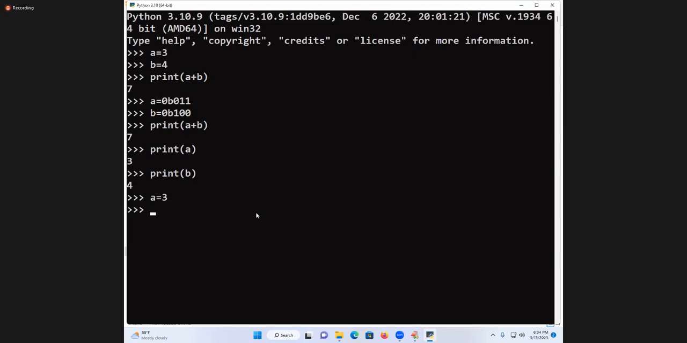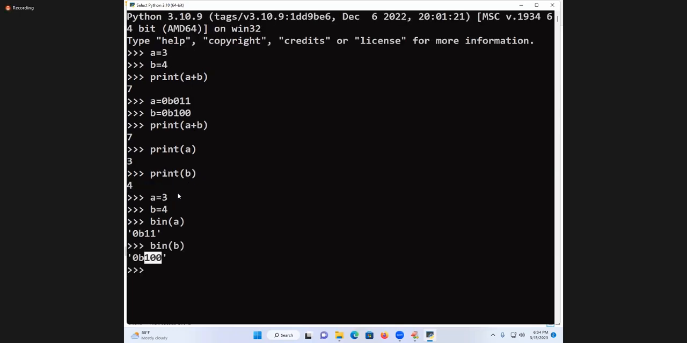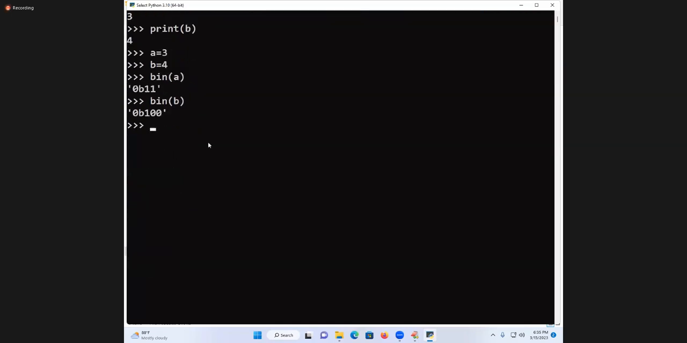A is equal to 3, B is equal to 4. Now say bin of A. What is converted? Automatically converted to 0b11, or not? It is not necessary to remember. Bin of B, you say. What is the answer now? 0b100. It is also called binary format. Did you understand these points? So Python is converting: even though you represent the data in lower format, it is automatically converted into a high level format.